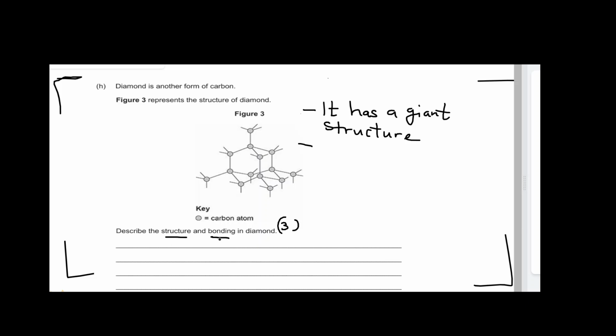And the next mark comes from talking about the bonding. Okay, so atoms are joined by covalent bonding. Because you need to talk about what type of bond. I know I said that each line represents a bond, but what type of bond does it represent? Because remember, we have covalent bond, we have metallic bond, we have ionic bonding. So here you would say atoms are joined by covalent bonds.